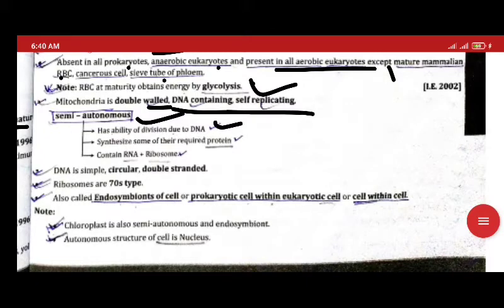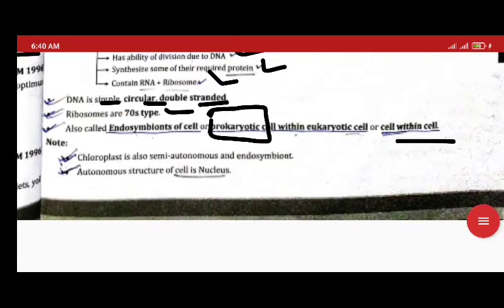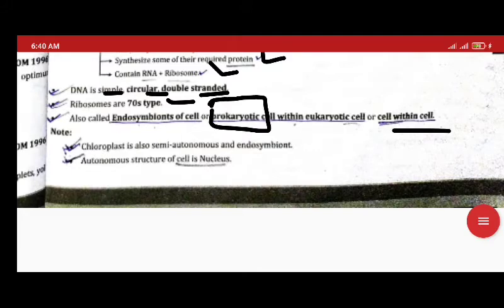Semi-autonomous, because of the ability to divide, due to DNA and synthesis of protein; it also contains RNA plus ribosome. So what is the DNA here? Simple, circular and double stranded, with 70S type ribosomes, and endosymbiotic or prokaryotic-like nature, due to this DNA type, which is simple and circular, and ribosome type that is 70S, or you can say cell within cell. Now chloroplast is semi-autonomous also and endosymbiotic.